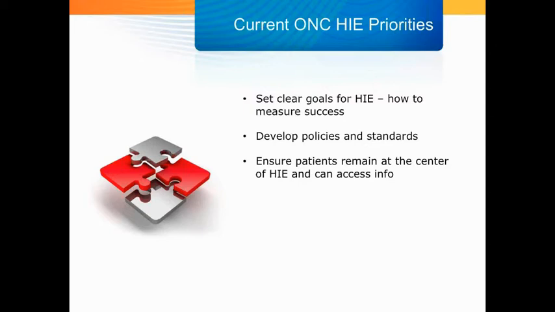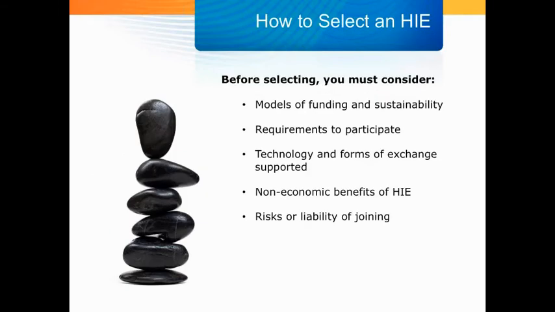So what are some of the things to look for when you're selecting an HIE? Really, models of funding and sustainability. How did the HIE get set up, and how are they going to sustain themselves? If an HIE got set up with a grant, as most did, how will they continue on and be self-sustaining? So you want to make sure that you have a clear picture of how an HIE will sustain itself. And if there is a financial impact for you joining that HIE, that it's manageable and that you receive a lot of benefit for that payment to the HIE.